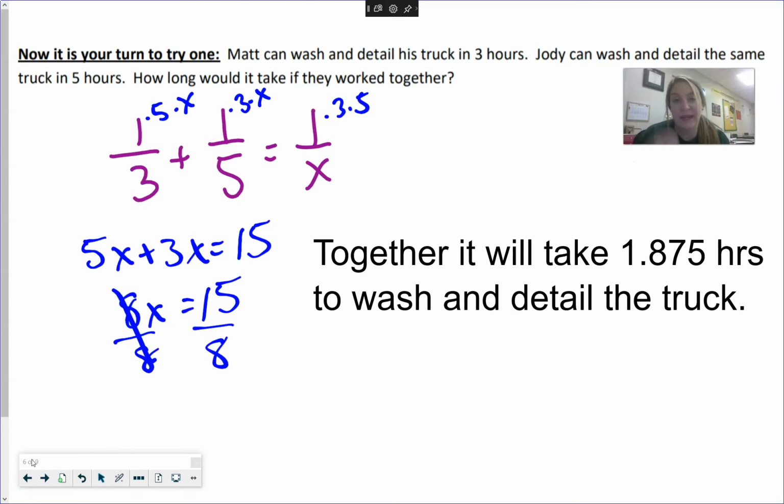So in the beginning, you could kind of predict what was going to happen. Half of 3 is 1.5. Half of 5 is 2.5. So it's going to be somewhere in between 1.5 and 2.5. We had to multiply what was missing. So we get 5x plus 3x equals 15, which ends up being 15 divided by 8. So together, it's going to take them 1.875 hours to wash and detail the truck. This is one type of word problem we're going to have.